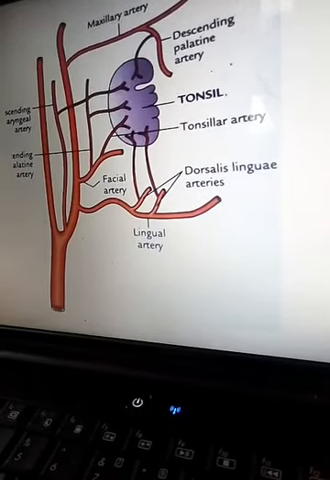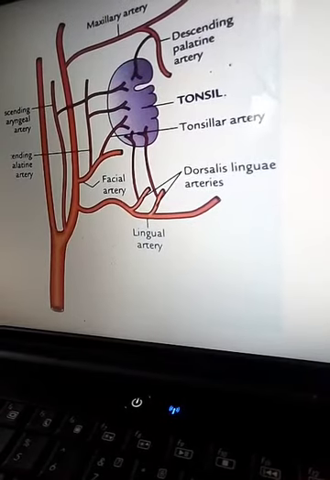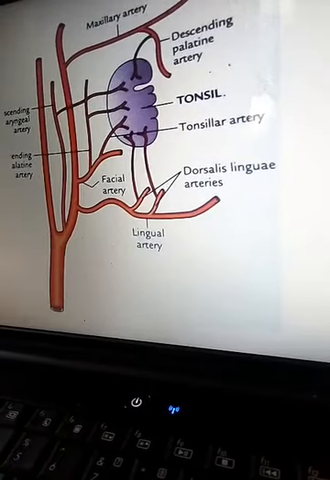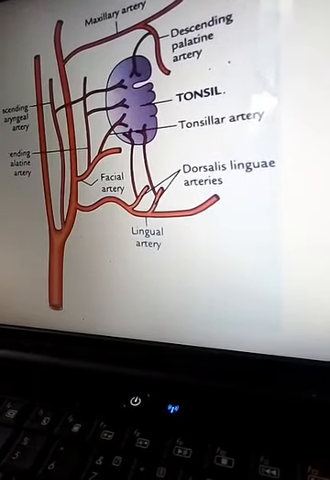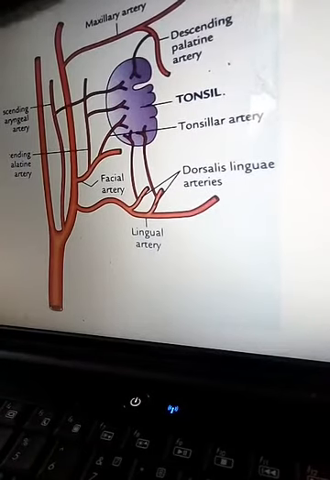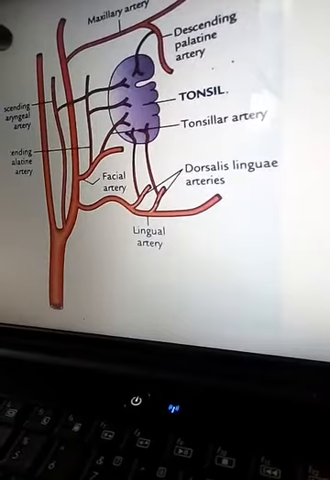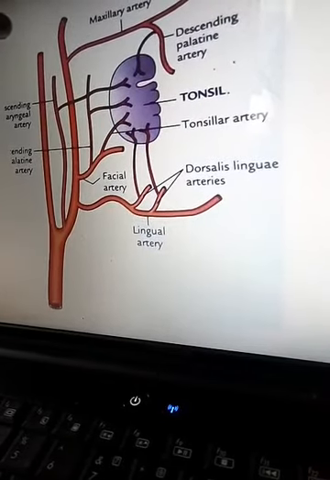Now the veins from the tonsil drain into the paratonsillar vein. The paratonsillar vein descends from the soft palate across the lateral aspect of the tonsillar capsule, and pierces the superior constrictor muscle to drain into the pharyngeal venous plexus.